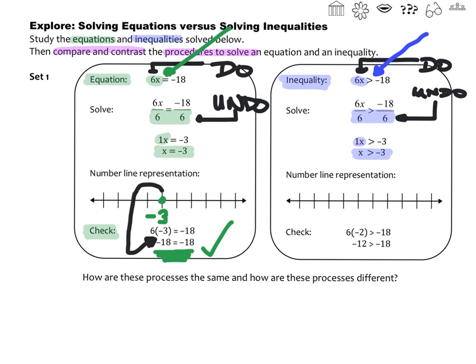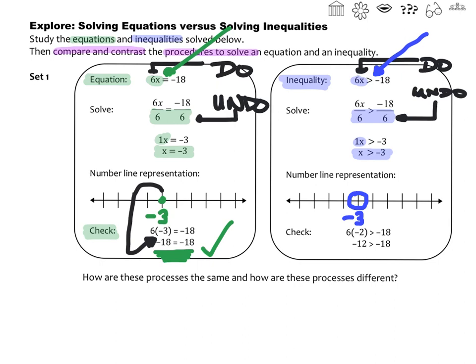I have 6x, I have negative 18, I identify the do, I use the undo on both sides, and I come up with a solution. In this case, my solution is x is greater than negative 3. So when I graph, I identify the location of negative 3 on my number line, and then I stop for a moment. X is greater than negative 3. So can x be negative 3? No. It is all values greater than negative 3.